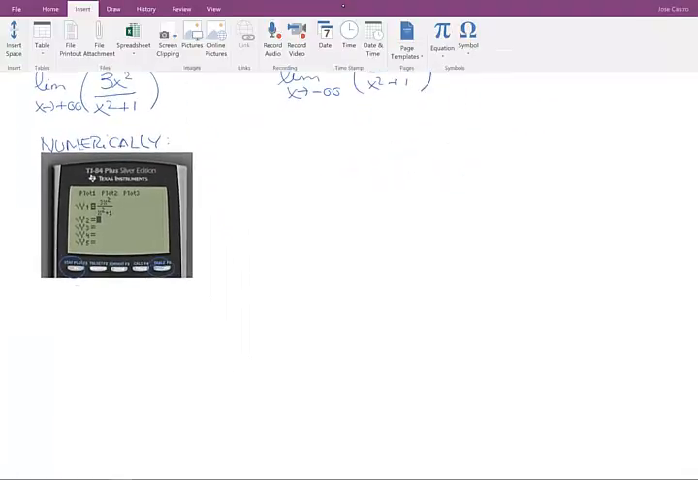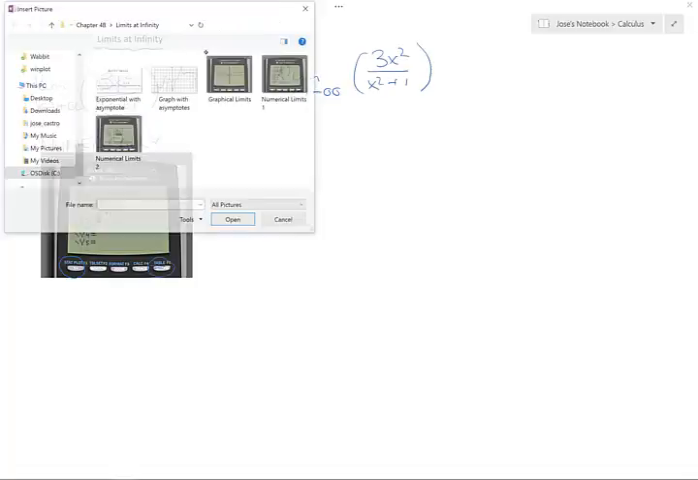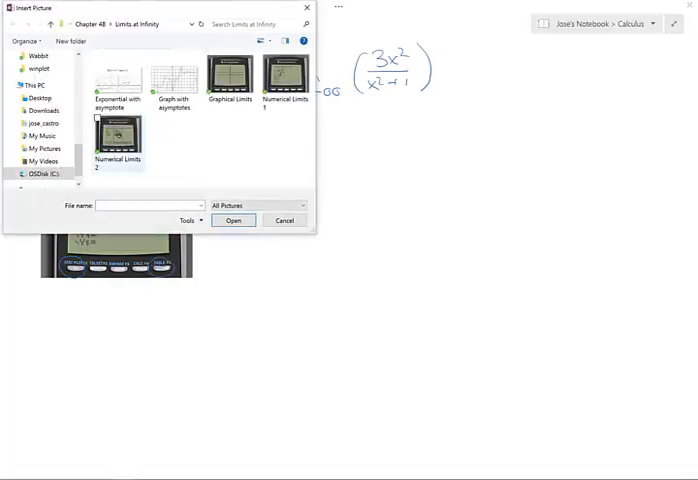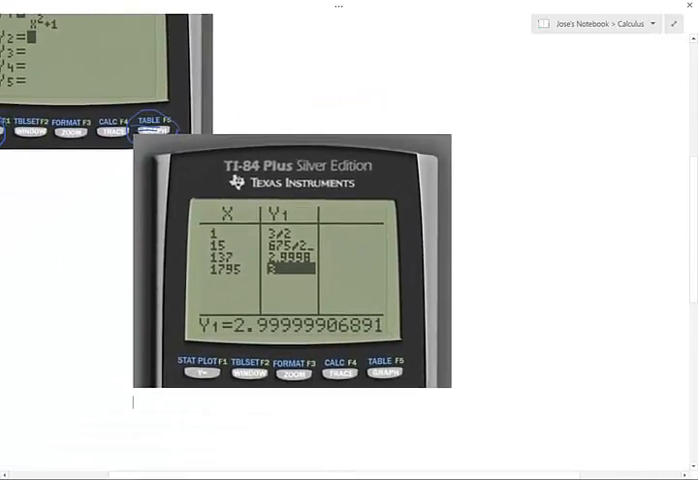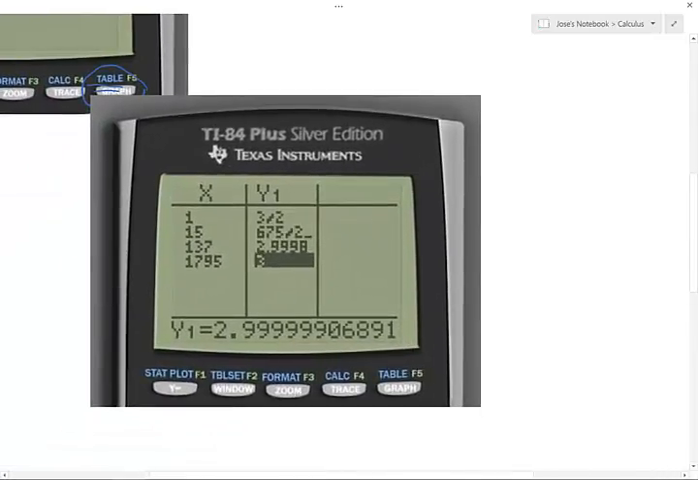So I took a picture of a table that I had done. This picture shows that the inputs that I plug in, 1, 15, 137, 1795, are getting larger and larger and larger. This mimics that x goes to positive infinity.